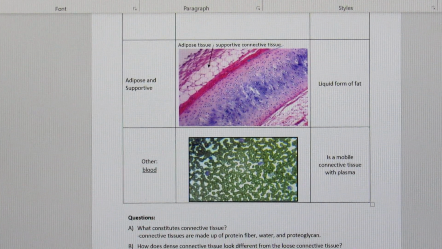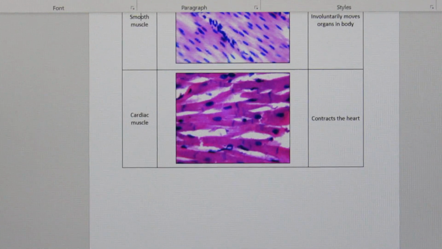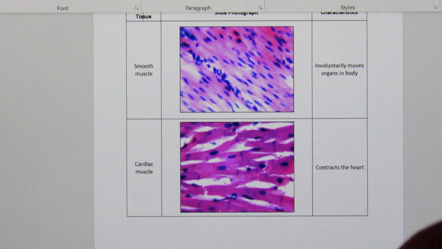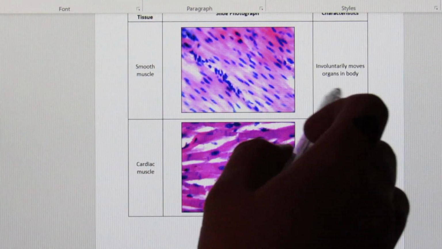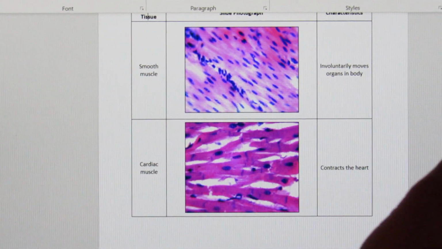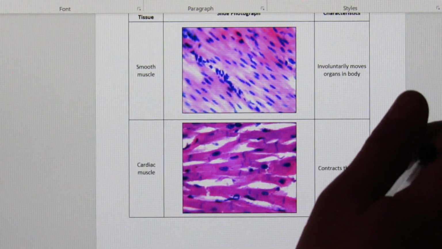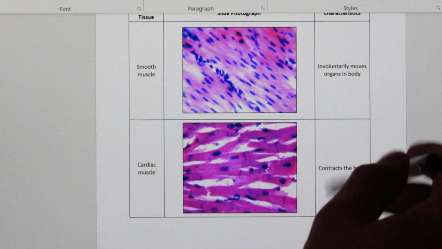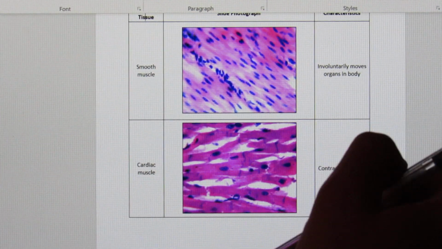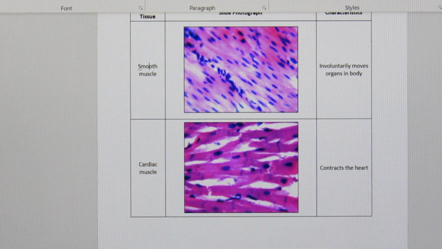Now we have muscle tissues. First we have smooth muscle. These are layered long strands found with the nuclei throughout, with small pockets of plasma. These are in charge of involuntary body movements. This is a cardiac muscle. You can see is much thicker strands with the nuclei and more plasma pockets. These are in charge of contracting the heart.